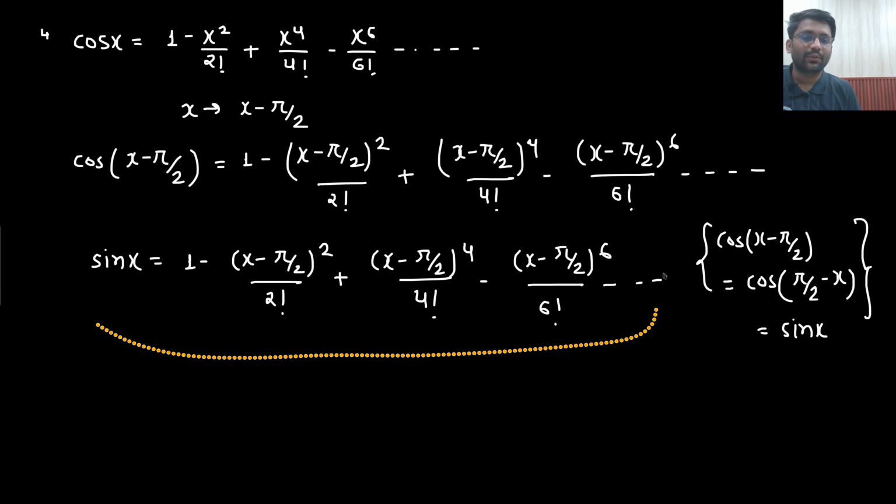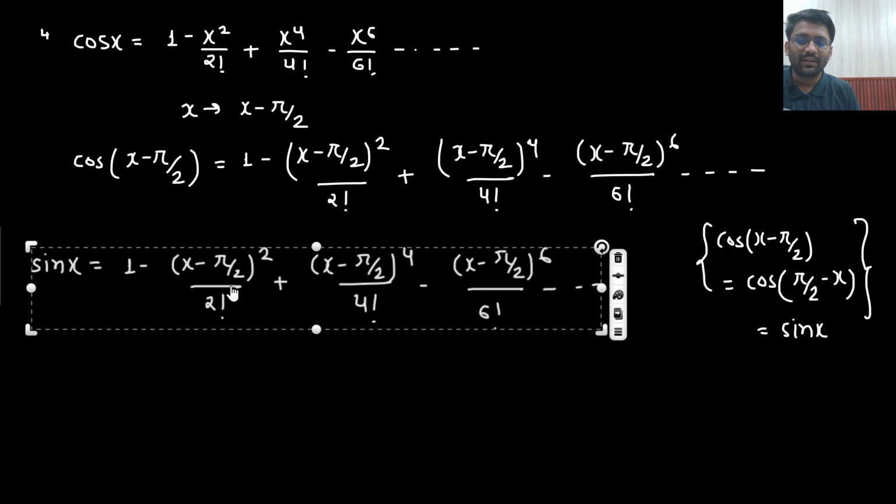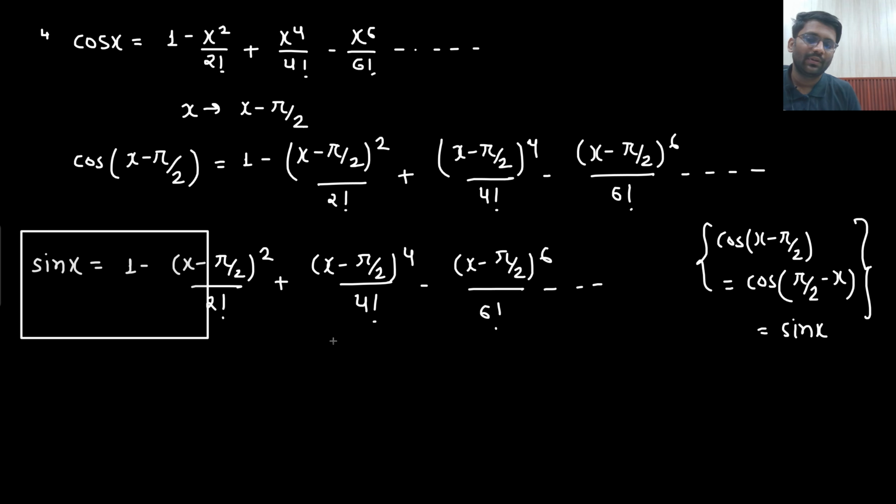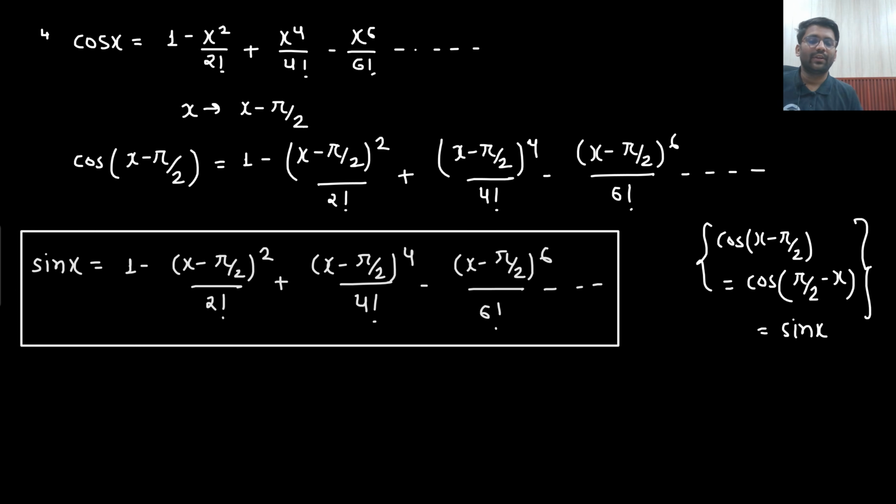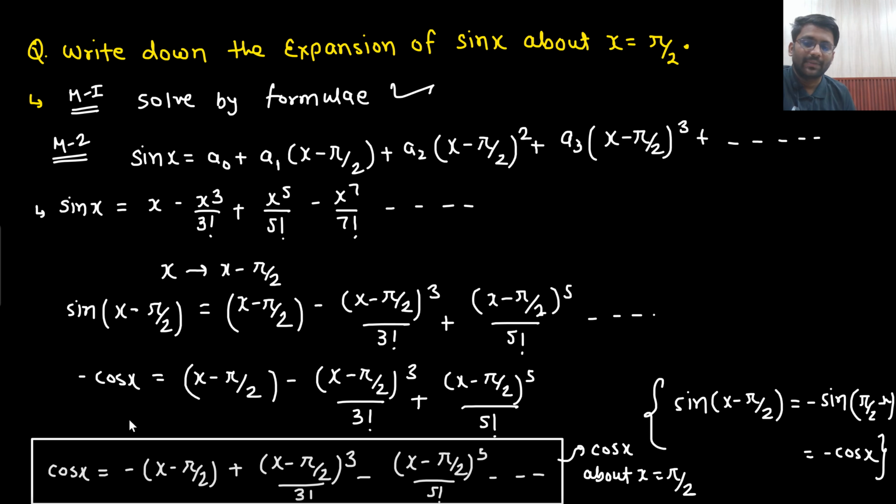So first we started with cos x. Why did we start with cos x? Because, sir, we are talking about π/2. If we are talking about π/2, then what will happen? Replacing x by x − π/2, cos(x − π/2) will give sin x.